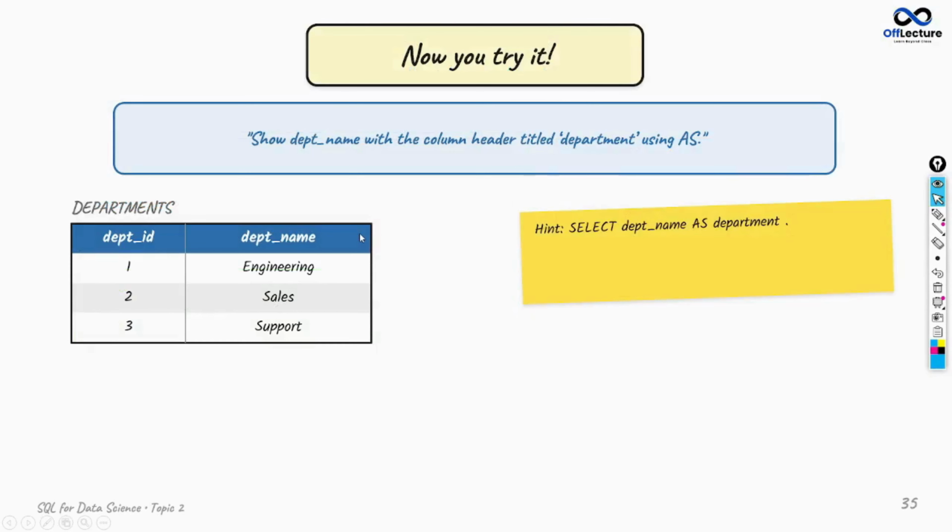Now you try it. You have to show the department underscore name with the column header department using AS. So it's pretty simple. Try it at your end, pause the video, and then we will see its solution.